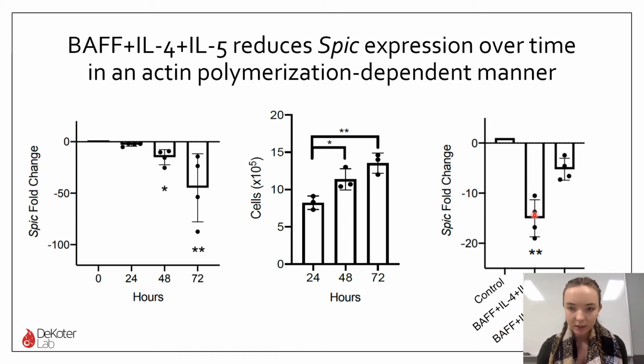So what we found in this experiment, looking again at Spi-C fold change, was that BAFF, IL-4, and IL-5 once again downregulated Spi-C, but the addition of cytochalasin D was able to block this downregulation of Spi-C that we saw in these cells treated with BAFF, IL-4, and IL-5 alone, indicating that BAFF, IL-4, and IL-5 can reduce Spi-C expression, but that this is occurring in an actin polymerization dependent manner.